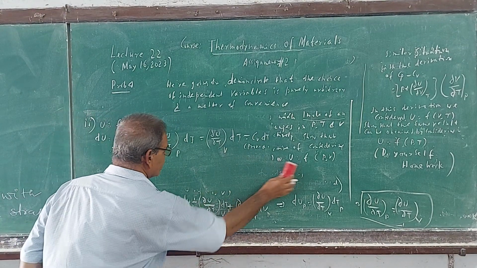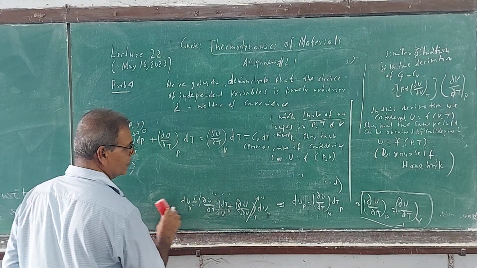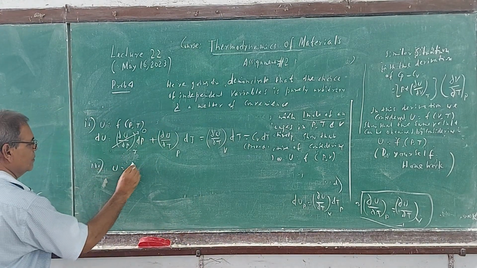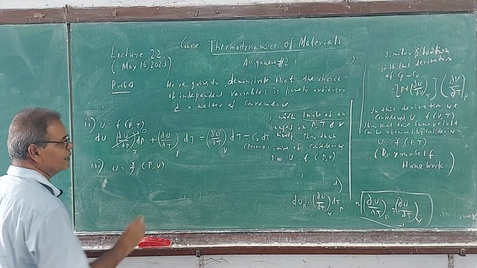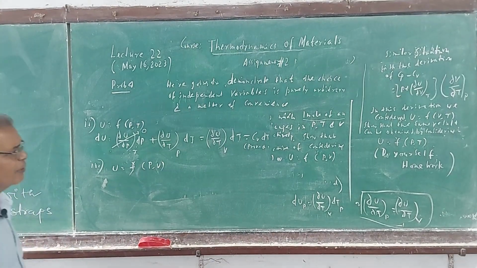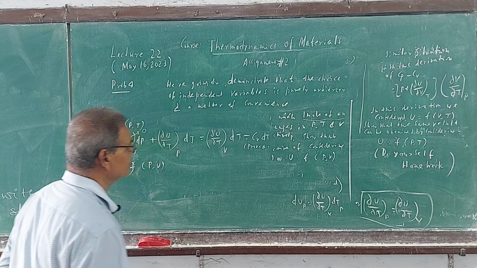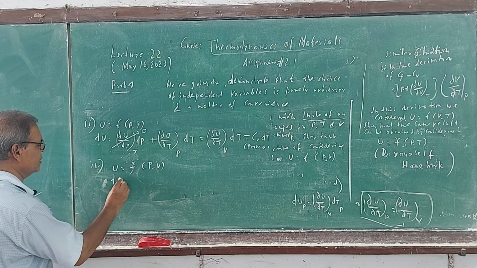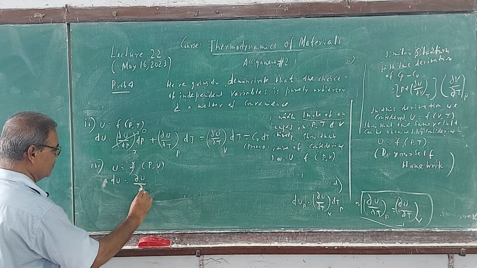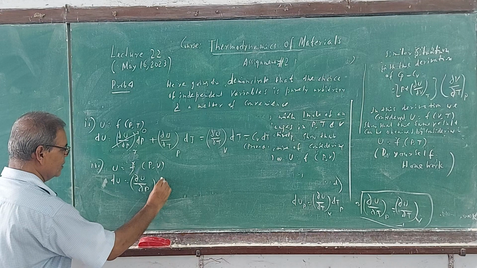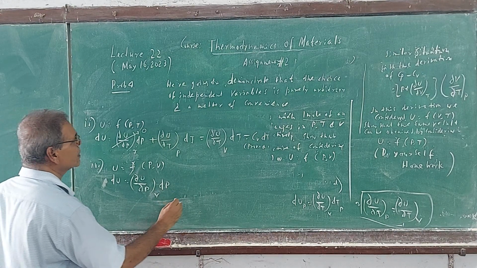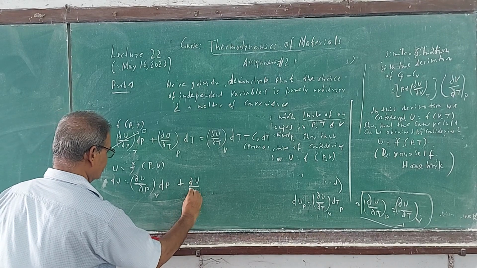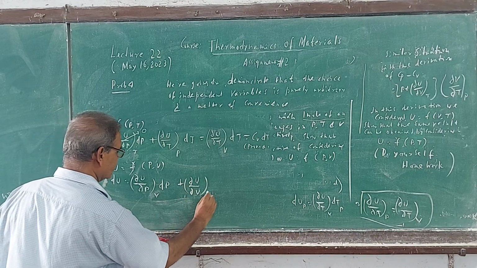Third case. This proof is already given to you, so I am just removing it. Third case: U is a function of pressure and volume, so you are getting the same result here also, Cv. So what will you write? dU is del U del P at constant volume dP plus del U del V at constant pressure dV.